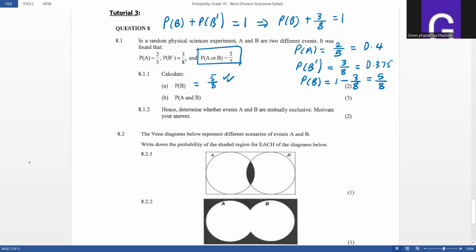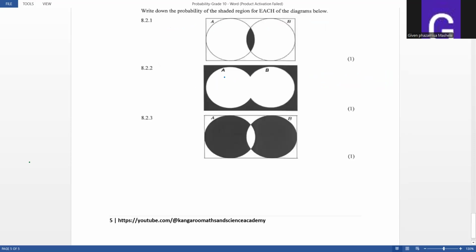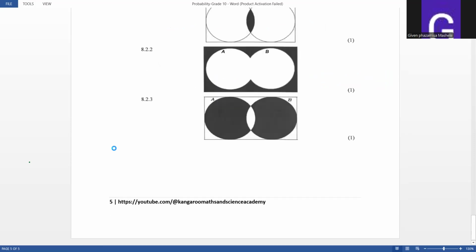Now, how about the probability of A and B? Because we're given the addition rule here, A or B, we can calculate that. The probability of A or B equals the probability of A plus the probability of B minus the probability of A and B. Let me just write it out and do the same thing.